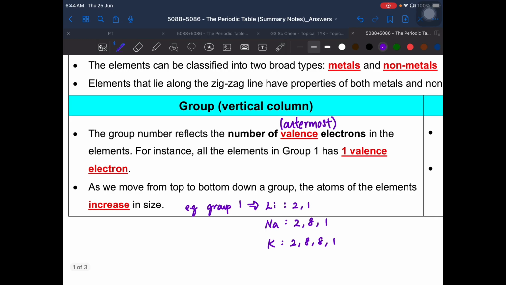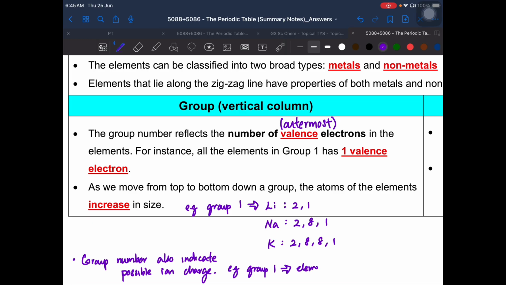But there's also one additional point that I would like you to take note of, that the group number also gives us some form of signs, right? Group number also indicates the possible, I wrote possible because it may not always be the case, ion charge. That means if the element can form an ion, then it can very well have a charge, right? So for example, again, let's say in group 1, all the elements here, because they all have one valence electron, when they form an ion, they will form ions of 1 plus charge, right?